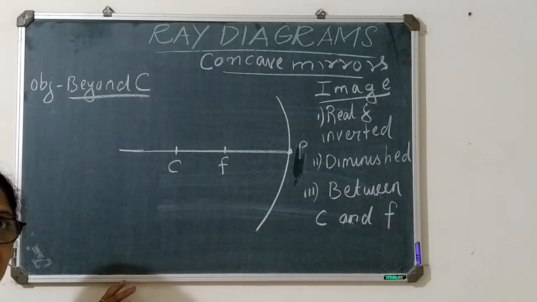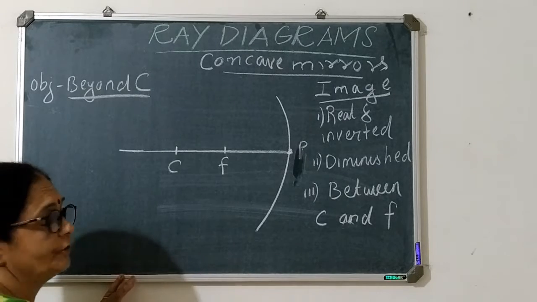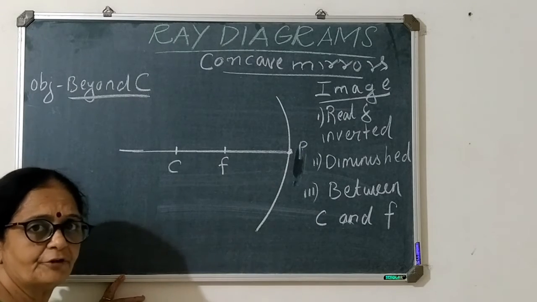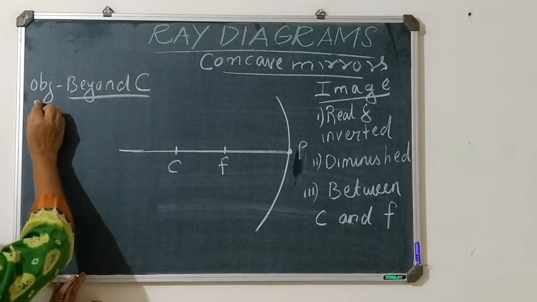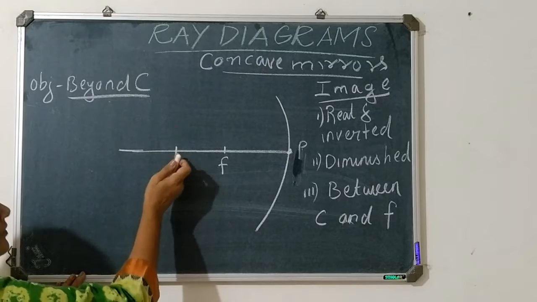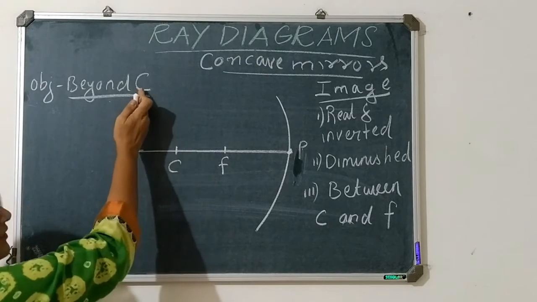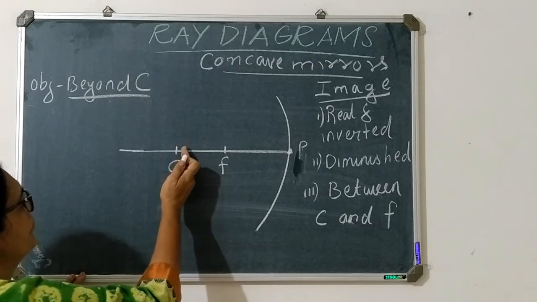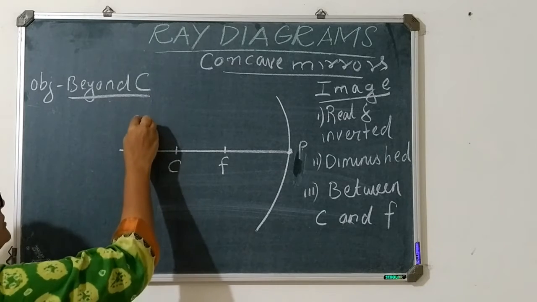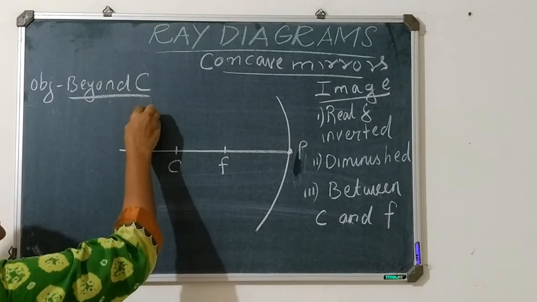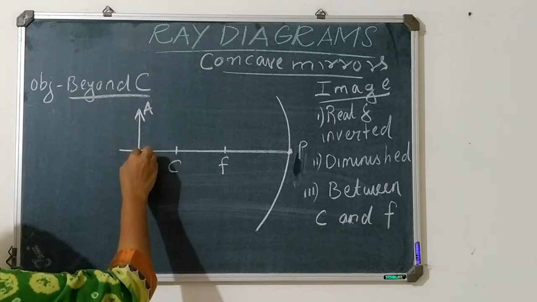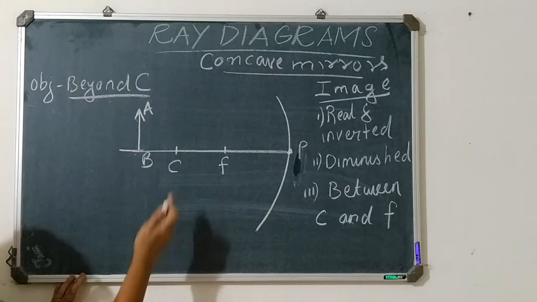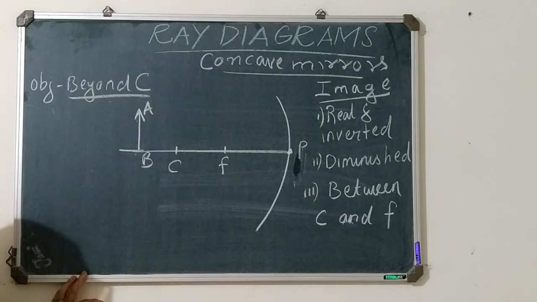Now next condition we will see where the object is placed. I told you this much should be always ready for the diagram. Now let us consider object beyond C. Beyond C means beyond the center of curvature. So suppose we represent object as AB. Suppose AB is the object and it is placed beyond the center of curvature.